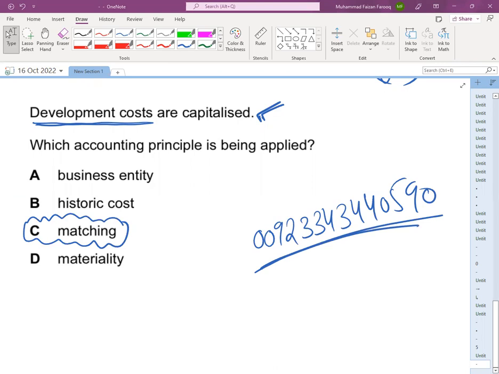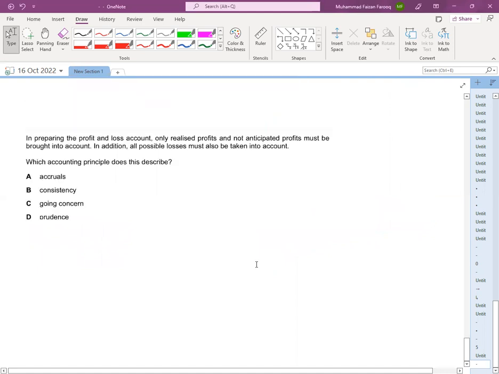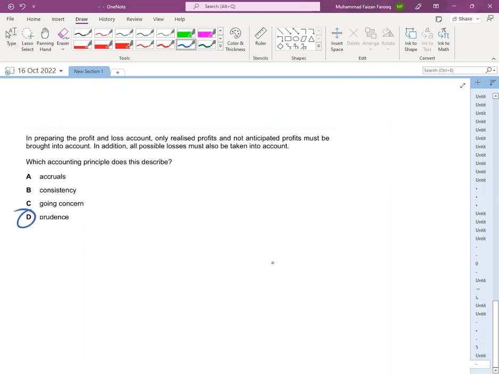Okay, anyways, now the next question will appear at your screen right now. In preparing the profit and loss, only realized profit and non anticipated profit must be brought into account. Which concept is that one? Simple. Again and again, the same concept is examined by the examiner. It's the prudence concept, a favorite one. Matching concept, substance over form, and prudence concepts are the favorite concepts of examiners.